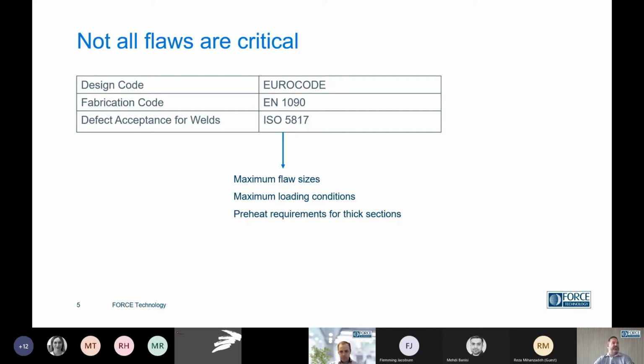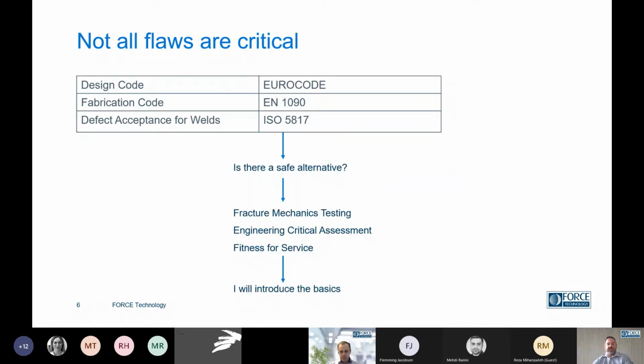Then we ask the question now, is there an alternative? Is there a safe alternative? What can we do? And that is the theme of today. So I will introduce the basics, and then hopefully, if you don't already have it, it'll give you a little bit of an understanding of how we can go about using a safe alternative rather than using the conservative approach given by the codes and standards.